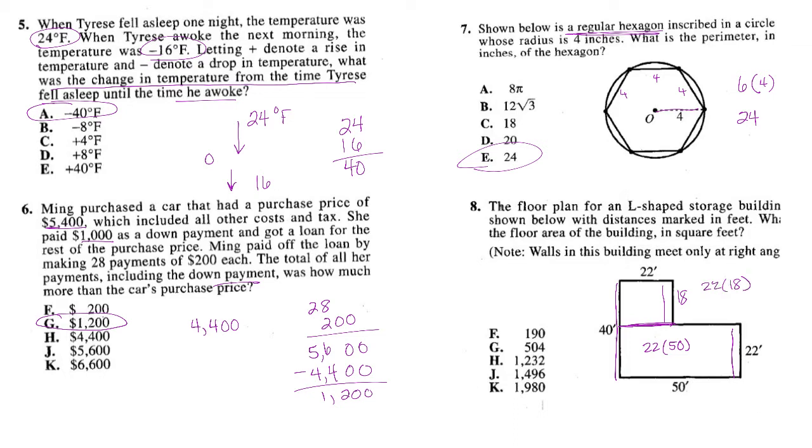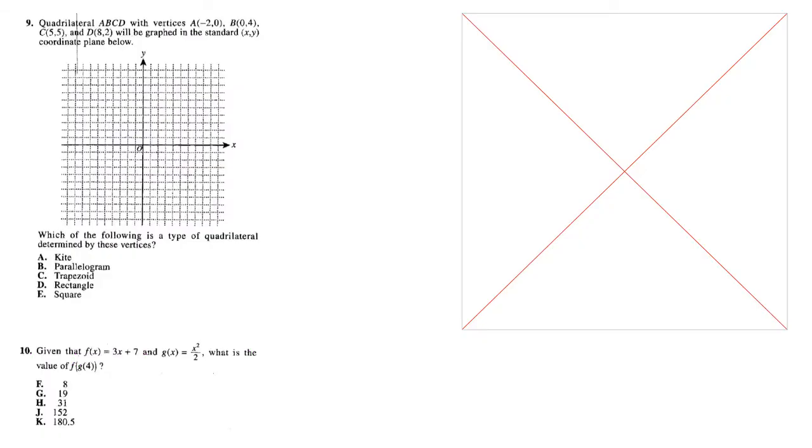And let's see what that's going to give us. So when we add this area and this area, it looks like we're going to get 1496. Okay, so let's see what we have for number 9.